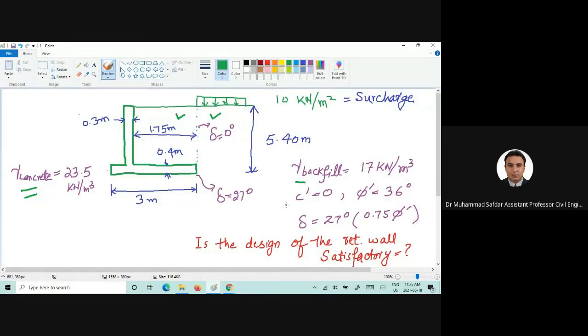C prime is 0, phi prime is 36 degrees, delta is 27 degrees, which we can find out using this equation, which is 0.75 phi prime. Now, the question is: is the design of the retaining wall satisfactory? So we need to find out two modes of failure. First of all is the overturning failure, and the second one is the sliding failure.